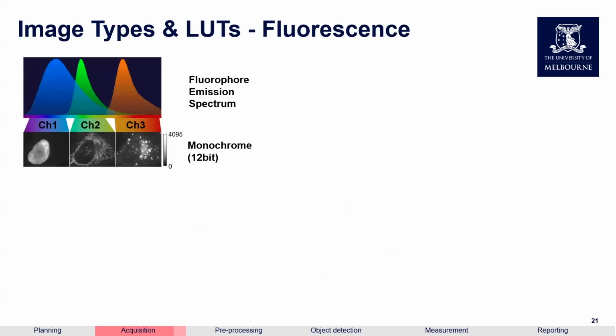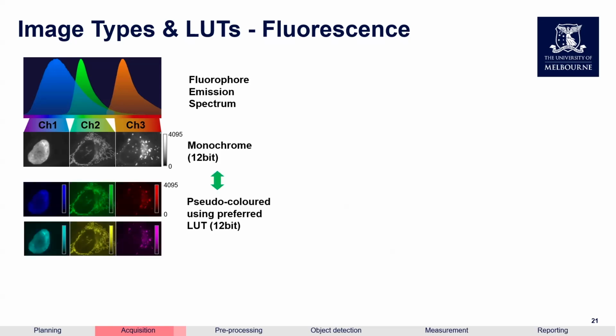And when we acquire a fluorescence image, each fluorophore is captured from a separate spectral band, which we call a channel. So in this example, you have a 3-channel image, channel 1 to 3, that was acquired at 12 bits. So each pixel has an intensity between 0 to 4095. And in microscope software, each channel is stored as a monochrome grayscale image, like this.